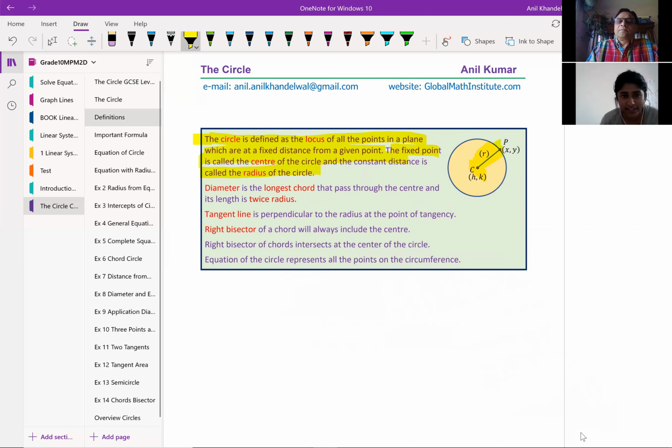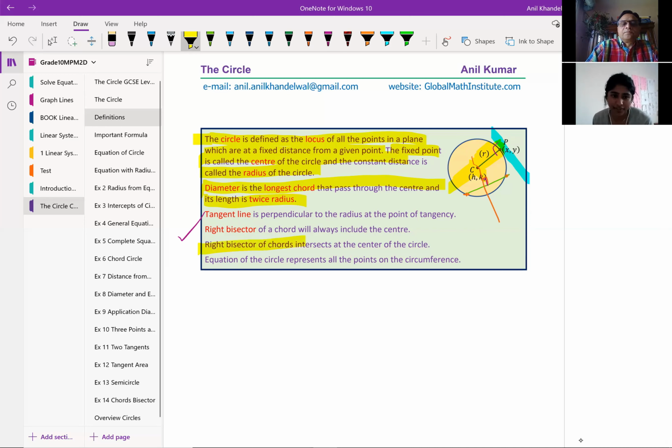The diameter is the longest chord that passes through the center, and its length is twice the radius. Correct. The tangent line is perpendicular to the radius at the point of tangency. The right bisector of a chord will always include the center. That is true. So right bisectors of chords intersect at the center of the circle. Right. Yeah. So that is your chord, right? This is your chord. So if I do a right bisector of this particular chord, it will definitely go through the center. That is kind of very important property.